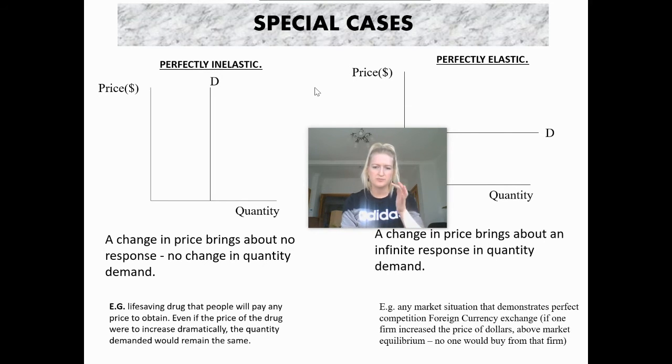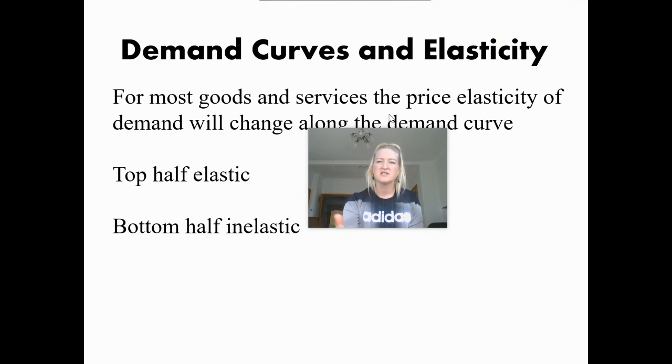Whereas elastic demand usually comes under a market situation which we call perfect competition, where if we change the price of our product, basically no consumers will want to buy it. Okay, so if one firm increases the price above the other firms, then they're going to lose their quantity demanded for that product. So it brings about an infinite response in quantity demanded. Essentially, the elasticity actually changes along the demand curve. So the top half is usually elastic, middle unitary, and then the bottom half is inelastic.